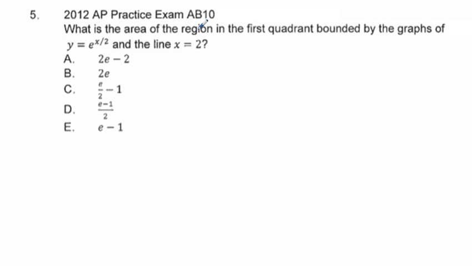2012 AP Practice Exam, AB10. What is the area of the region of the first quadrant bounded by the graphs of y equals e to the power of x over 2 and the line x equals 2?